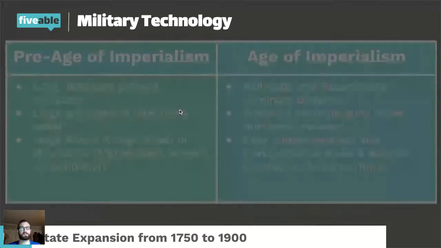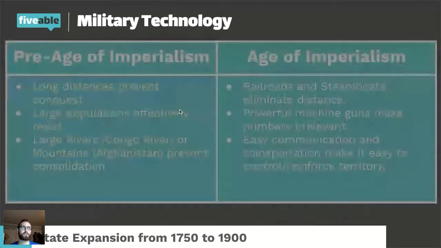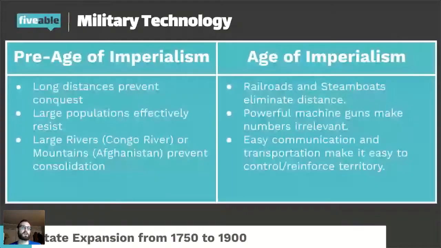In particular, this chart breaks down how to think about the military technology. In the pre-industrial age, you had very large distances you might have to conquer if you wanted to build an empire. But in the industrial age, with railroads and steamboats, it became a lot easier to get where you were going, and easier to conquer. We're going to talk about a really good example of this in a second, in the form of Russia and India.